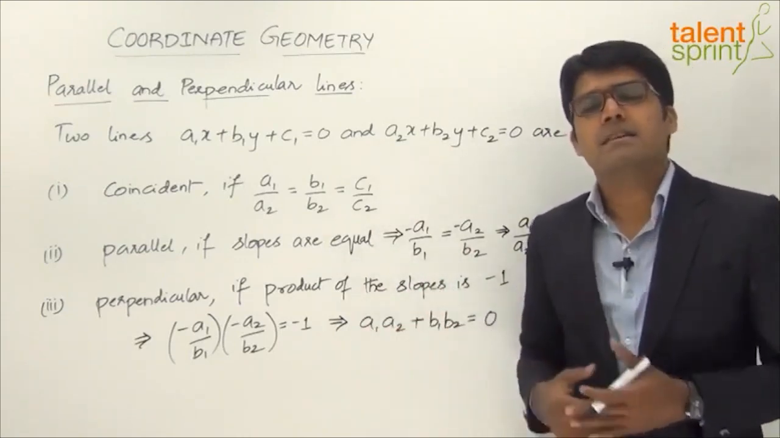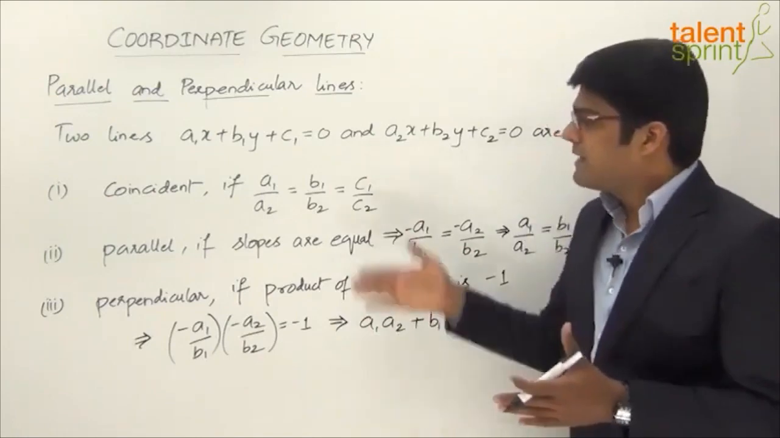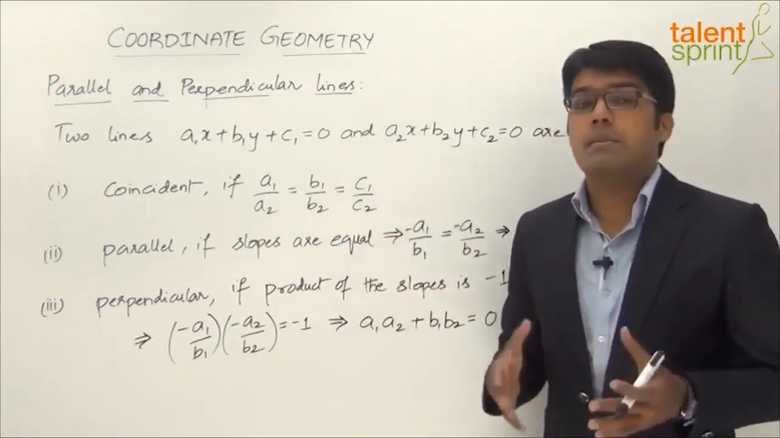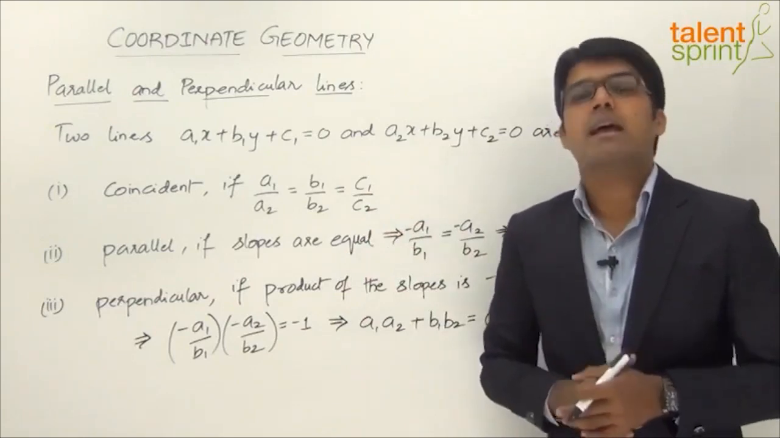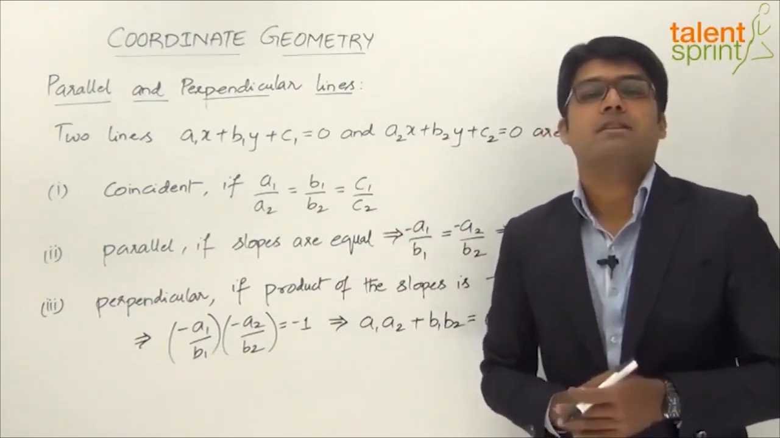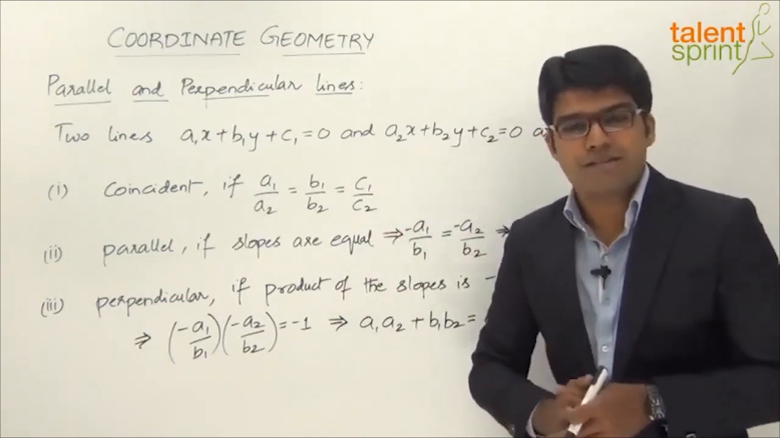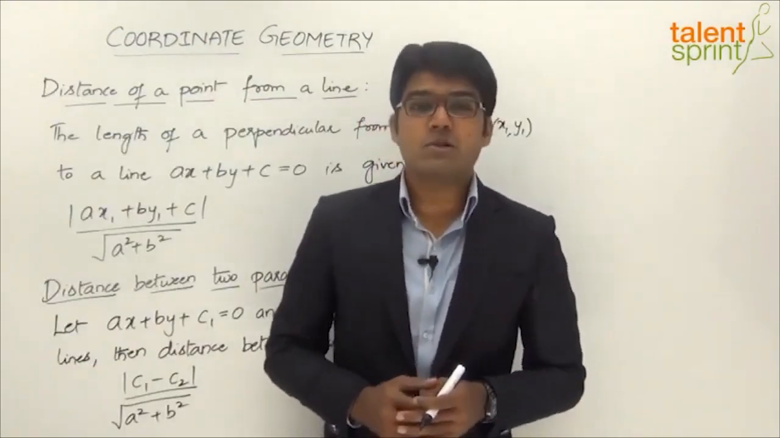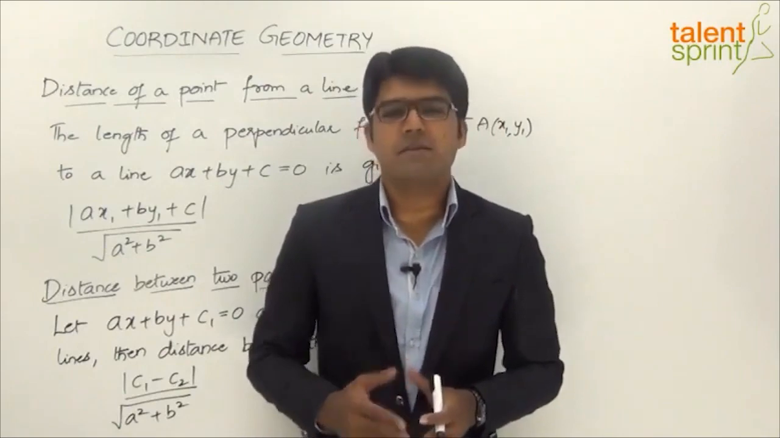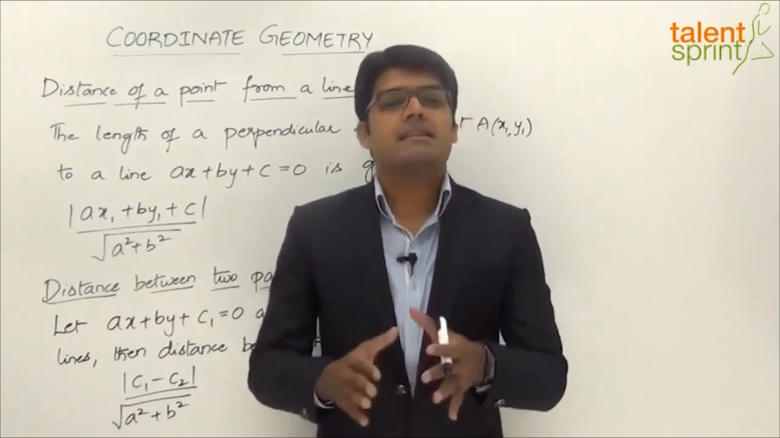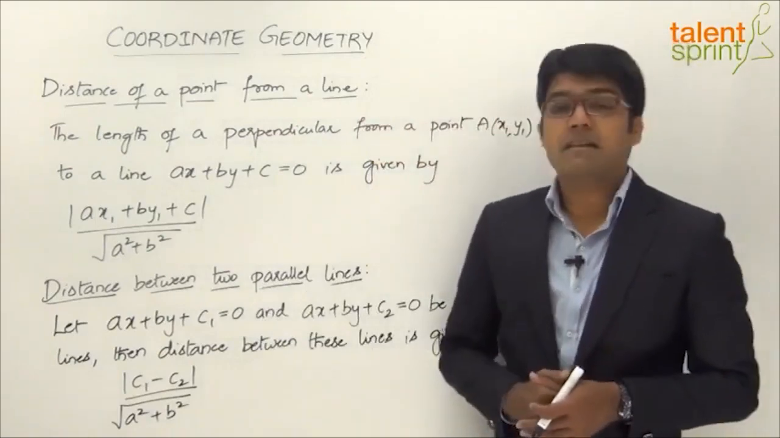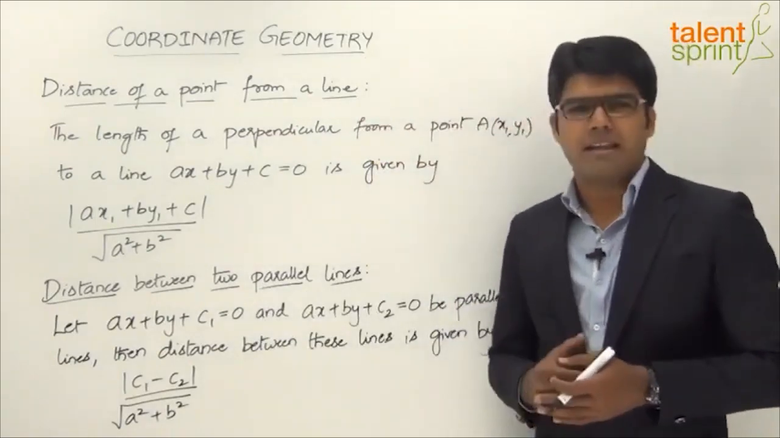So simple points here: the lines are coincident if a1 by a2 equals b1 by b2 equals c1 by c2. Lines are parallel if their slopes are equal, and they are perpendicular if the product of their slopes is equal to -1. So before we take up questions based on straight lines, let us also learn how to measure the distance between a point and a straight line and the distance between two parallel lines. So the first one here is the distance of a point from a line.